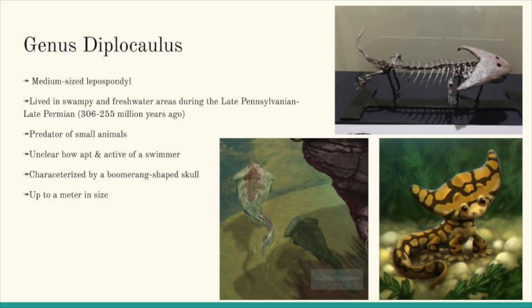Diplocaulus fossils are characterized by their boomerang-shaped skulls, which were most likely a swimming aid, and were used to create lift in the water. Members of this genus were up to 1 meter in size, and genus Diplocaulus are the largest known lepospondyls.